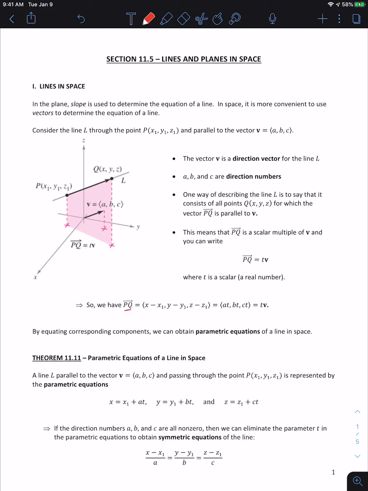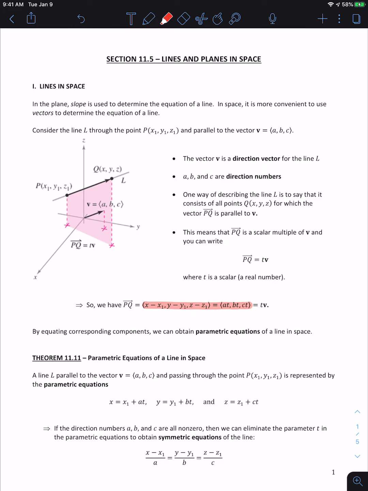So we have PQ. Well, PQ is a vector, and how do we find that? Well, we take the terminal point Q minus the initial point P. So x minus x1, y minus y1, z minus z1. And that's how we could describe PQ. But then by this equation here, we know that's equal to tV. Well, what is tV? It's t times V, which is this vector here: at, bt, and ct. And so we end up getting this equation right here that is equating two vectors.